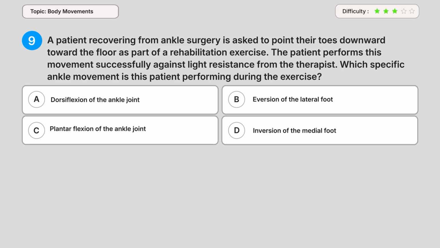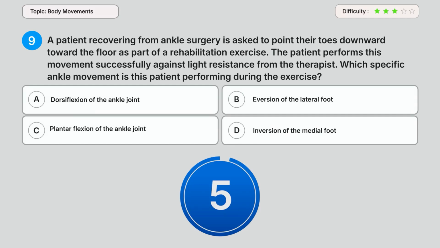A. Dorsiflexion of the ankle joint. B. Eversion of the lateral foot. C. Plantar flexion of the ankle joint. D. Inversion of the medial foot. Do you know the answer?